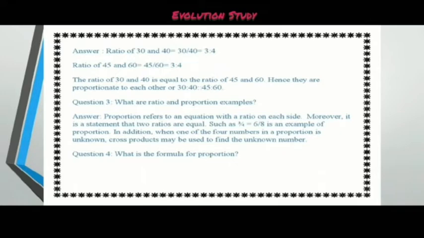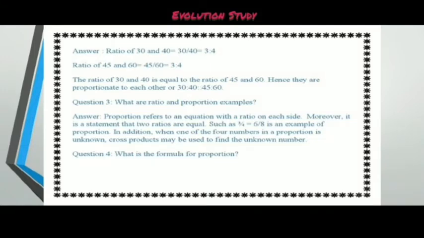It says, what are the ratio and proportion examples? You can write that proportion refers to an equation with a ratio on each side. Moreover, it is a statement that the two ratios are equal, such as 3/4 is equal to 6/8, which is an example of proportion. In addition, when one of the four numbers in a proportion is unknown, the cross products may be used to find the unknown number. I hope question number 3 is clear to you all.